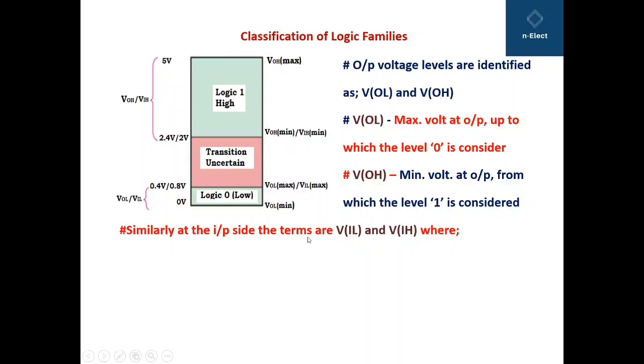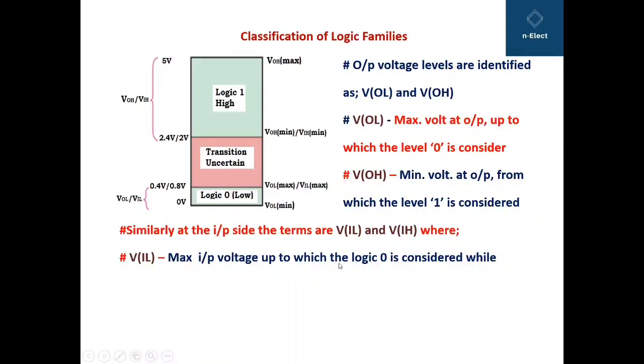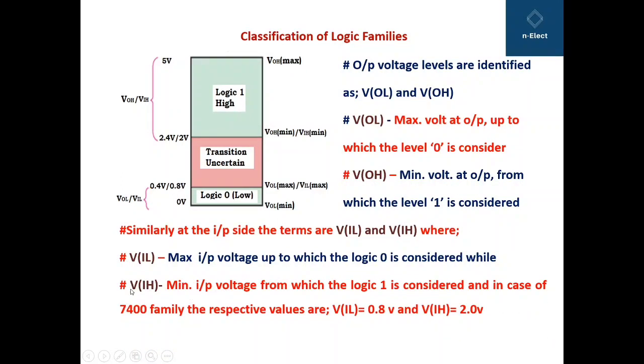Similarly, at the input side, the terms are VIL and VIH, where VIL is the maximum input voltage, here in this case 0.8 volts, up to which logic 0 is considered, while VIH is the minimum input voltage, 2 volts, from which logic 1 is considered. In case of the 7400 family, the respective values are 0.8 volts for VIL and 2 volts for VIH.